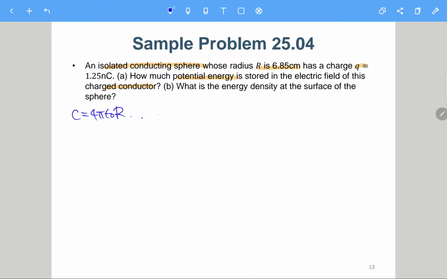And the energy stored is U equals Q squared over 2C. It's not suitable to use 1/2 CV squared here, because in this case V is not quite uniform. So it is better to use this one instead. So it will be Q squared over 4 pi epsilon naught R.